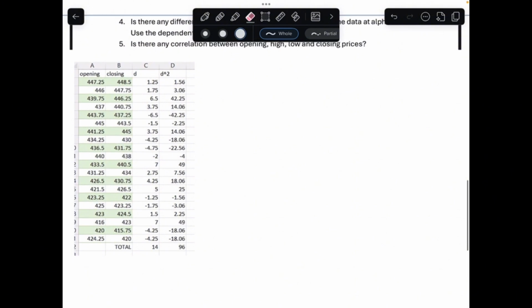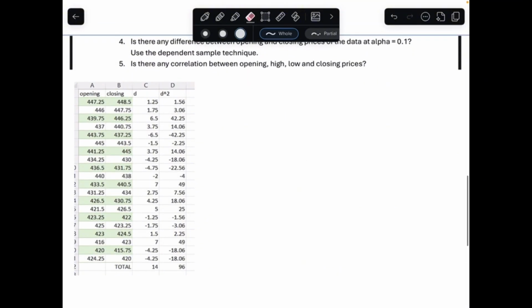So we have calculated D, which is the difference between closing and opening price, and D square is the value to help us calculate the standard deviation for this question. First, the formula used is t equal to D bar minus mu D over standard deviation of D divided by square root of n of D.